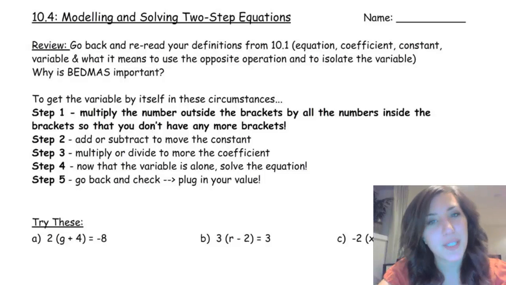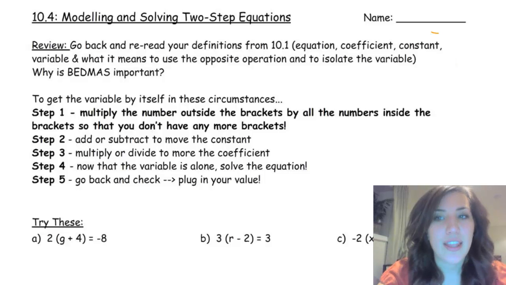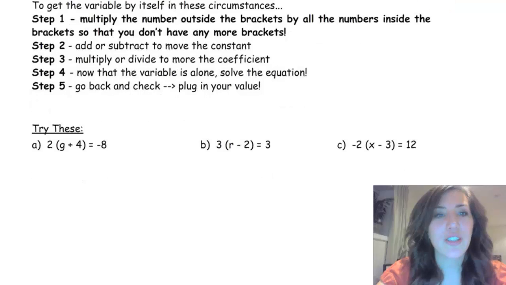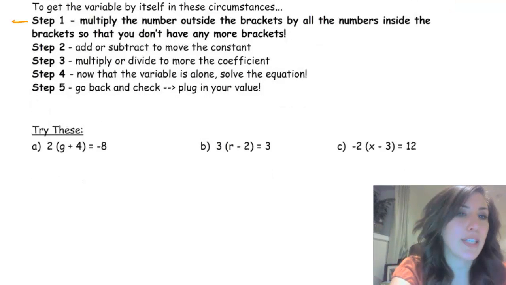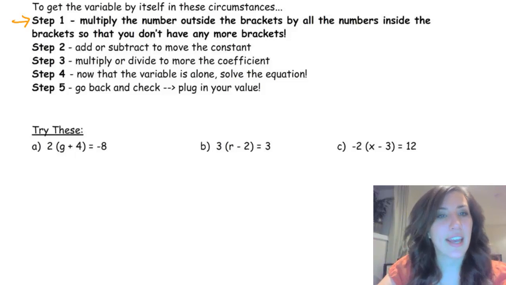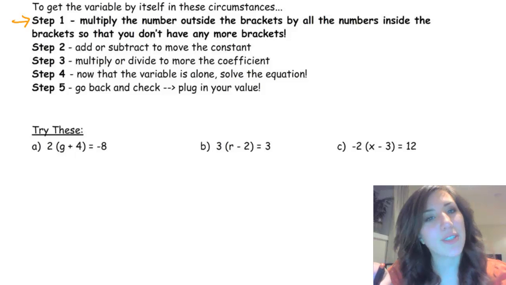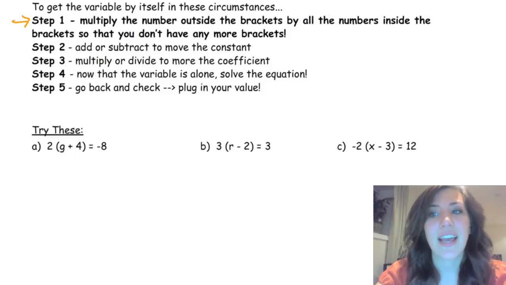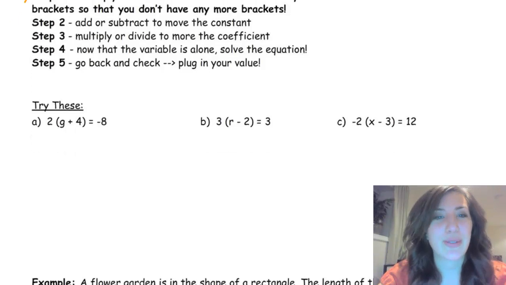So again, please make sure you go back and you really know these words and what they mean over here, as well as BEDMAS. So we do have one step to add at the beginning of these types of equations. The first thing that we need to do when you see something that looks kind of like these below, you want to multiply the number outside the brackets by all the numbers inside the brackets first so we can get rid of the brackets. And then we'll do everything else the same as what we were doing before.